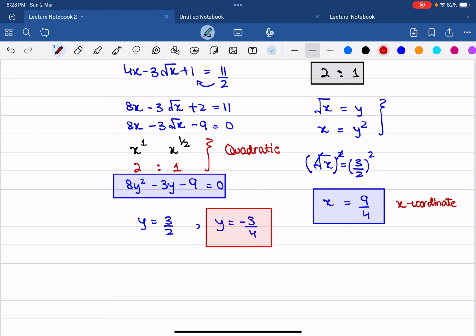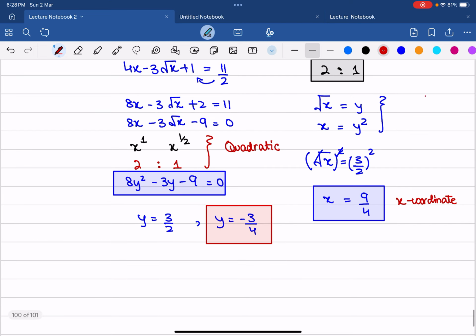So you need to know that radical forms, that is, forms that involve square roots, they don't accept negative values. Okay, they don't accept negative values. So that is the reason I have rejected this particular value of y. So this is basically my final answer. The x coordinate is 9/4.